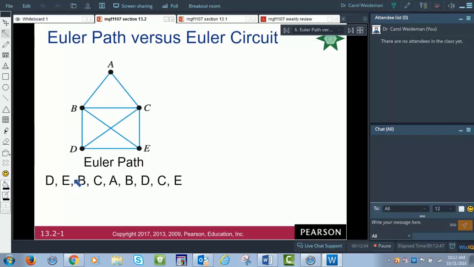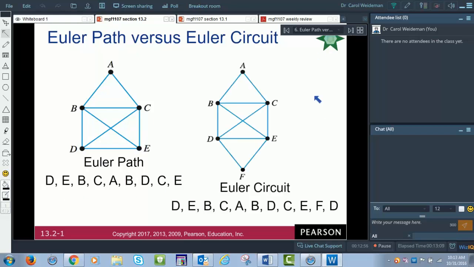Okay, so a Euler path versus a Euler circuit. Here on this particular figure, a Euler path, remember, touches every edge exactly one time. So we're going to go from D, E, B, C, A, B, D, C, E. Now notice it's not a Euler circuit because it didn't start and stop at the same vertex.